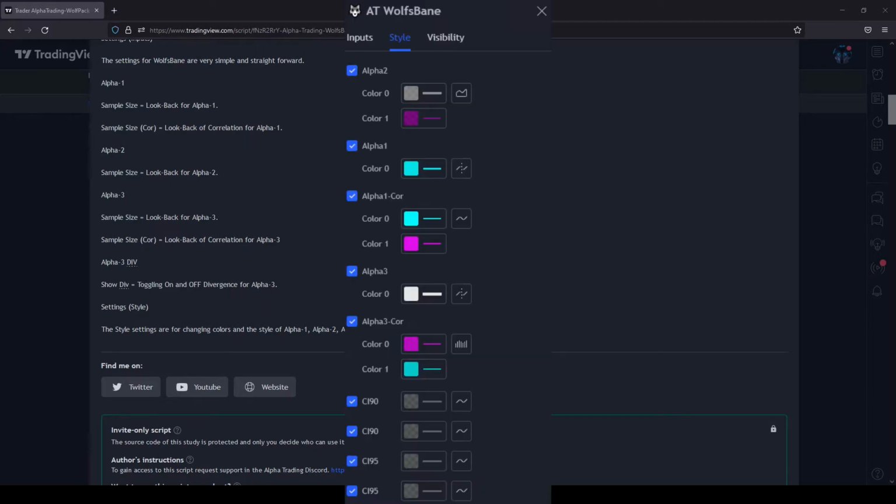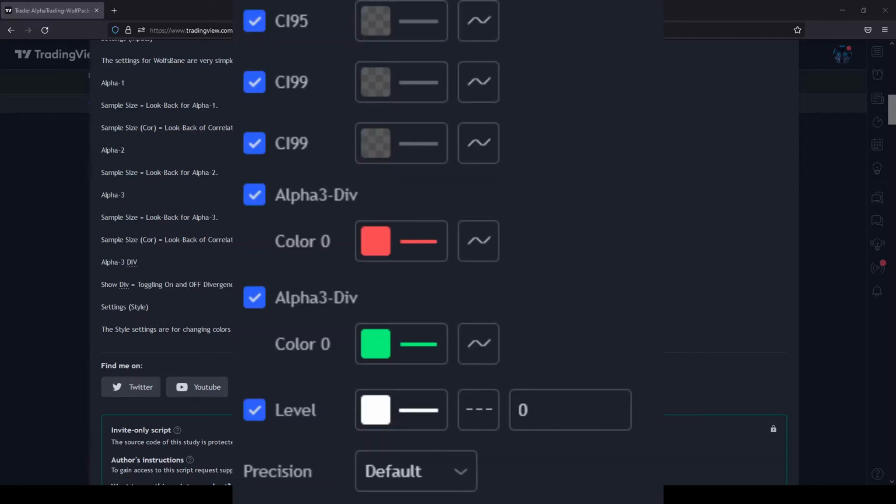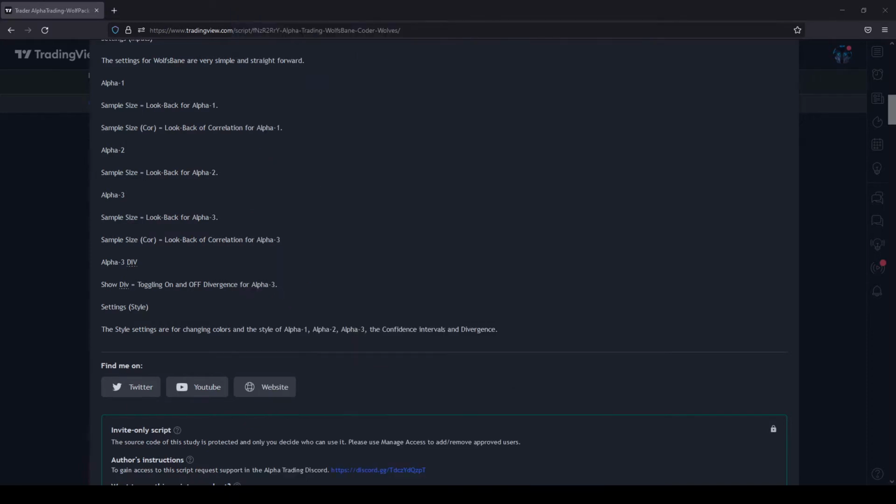The style settings are for changing colors and the style of Alpha 1, Alpha 2, Alpha 3, the confidence intervals, and divergence. So we'll go now to Bilbo as he will train us on how to use this great new indicator from Alpha Trading.